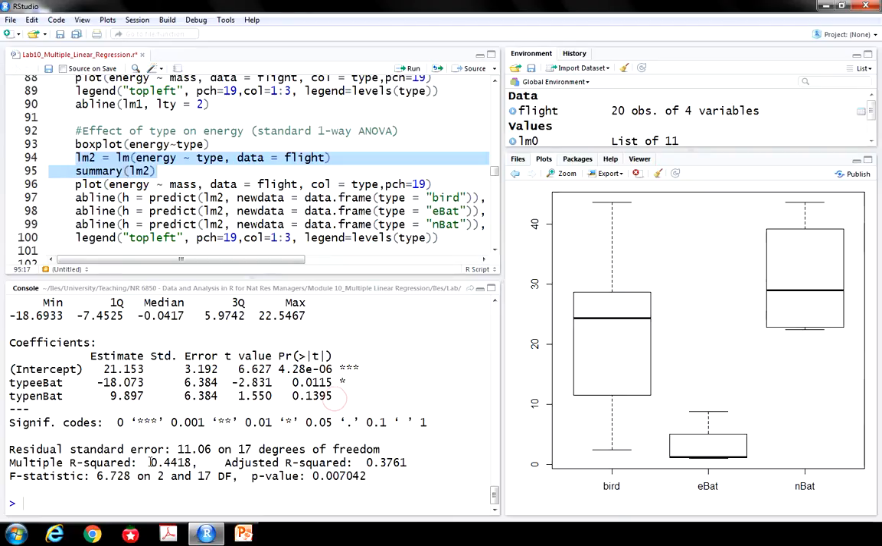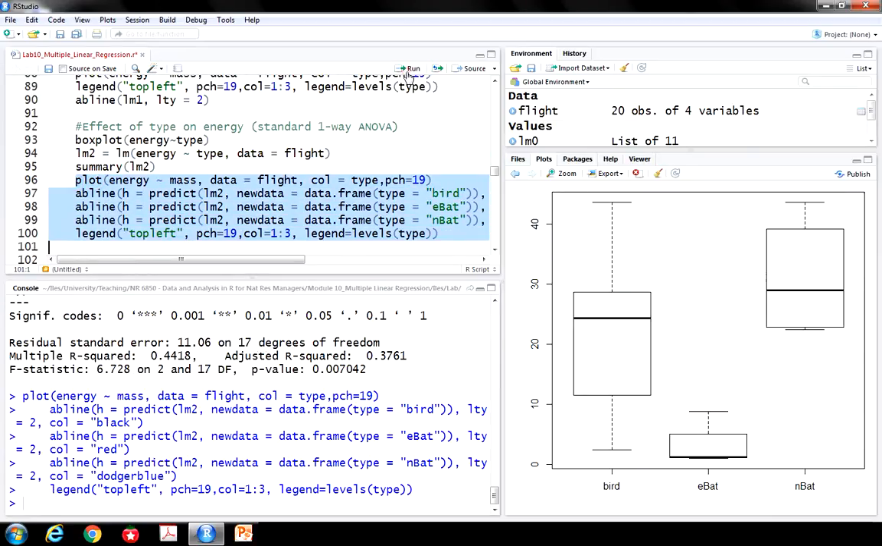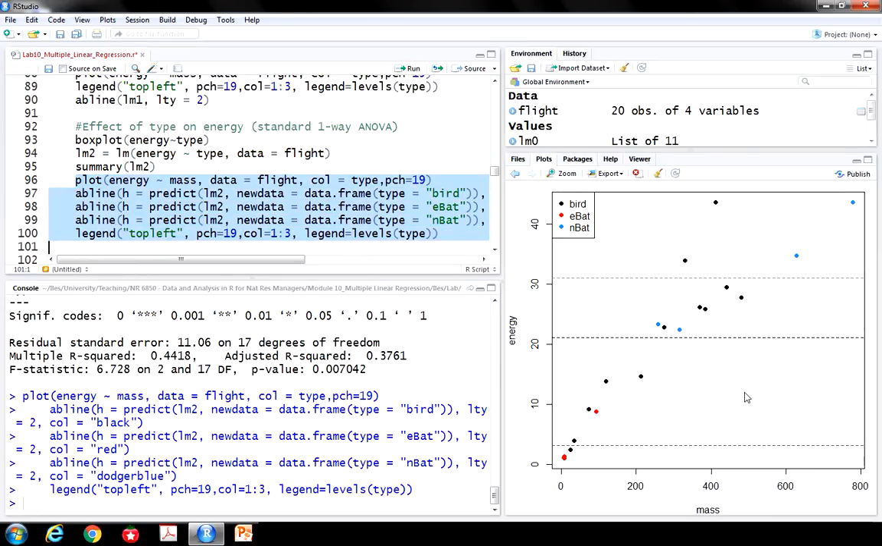Now this ANOVA explains about 44% of the variation in data. So just these three different groups explain about 44% of the variation in energy consumption. That's not quite as high as mass, but again, this is statistically significant. And if I wanted to, I could just plot three different dashed lines here that are just fixed at the mean of those three different groups.